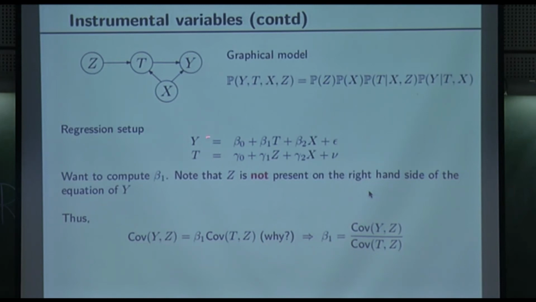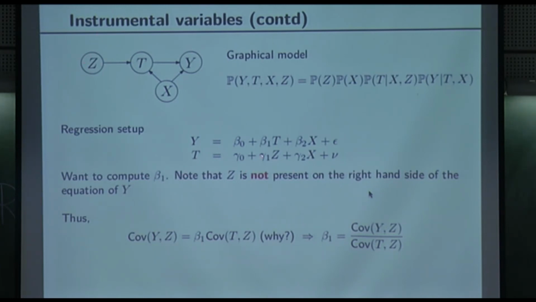So you set up a regression. You regress y on t and x. So you end up getting beta 0 plus beta 1 t plus beta 2 x plus epsilon. You take t and regress it on z and x. You get gamma 0 plus gamma 1 z plus gamma 2 x plus epsilon. We want to compute beta 1 in the presence of x. Note that z is not present on the right hand side of the equation for y, because y does not directly get impacted by z. Once I know t, I don't need to know z.